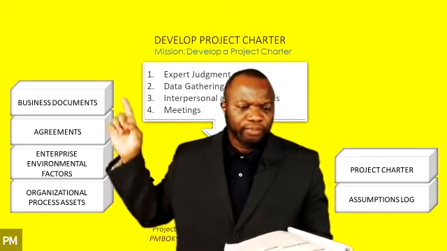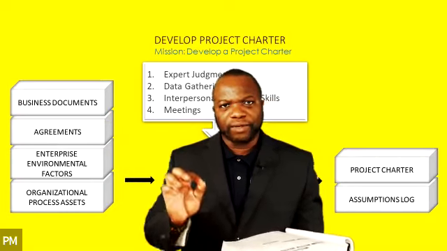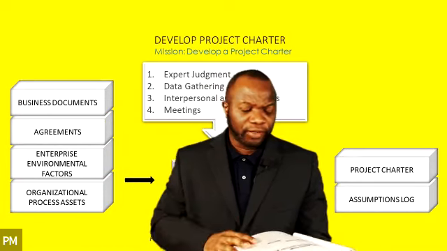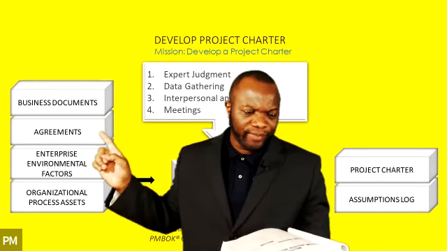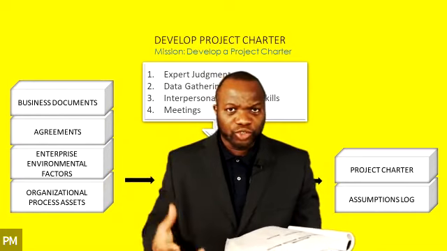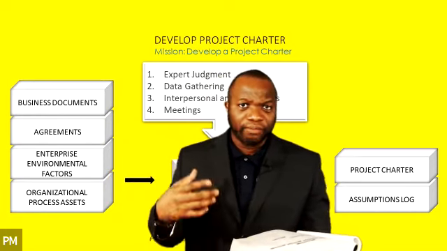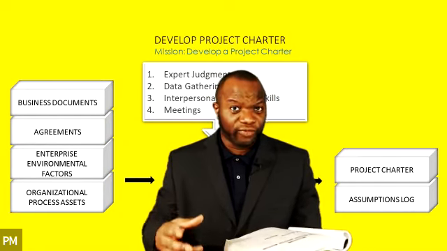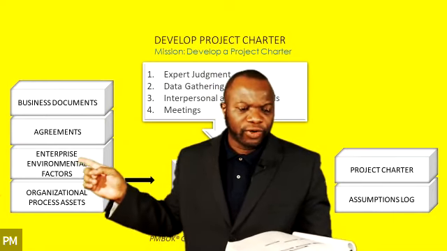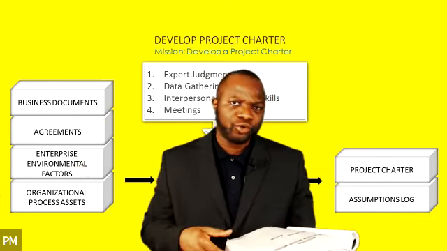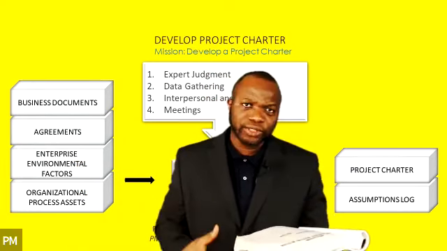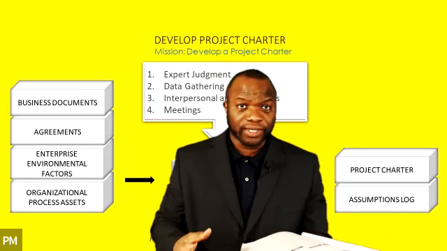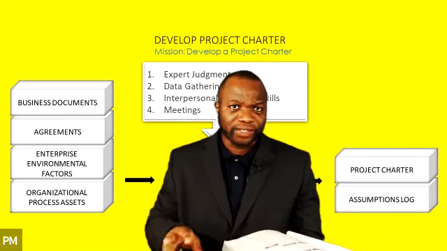So take a look at the inputs, those inputs over there. Okay. Business documents, this is specifically the business case that makes a case for the project, that tells you why the project has been authorized. Next one here, agreements. This is contracts, letters of intent, memorandums of understanding, and things such as that. Any form of agreement, even verbal agreements.